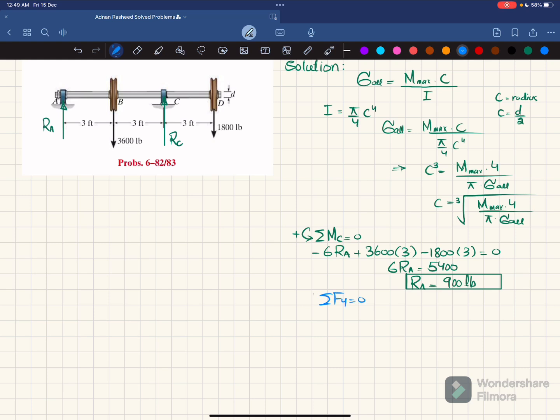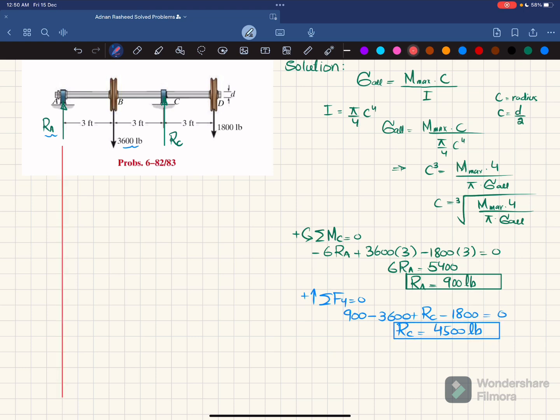Now you have RA, so you can find RC by using the equation of equilibrium that the sum of all forces along the y direction must be equal to 0, with upward force taken as positive. So RA, which is plus 900 because it is upward, minus 3600 plus RC, which is not known, minus 1800 will be equal to 0. From here you get RC equal to 4500 pounds. Now you have RA and RC, so you can find the shear force and bending moment diagram.